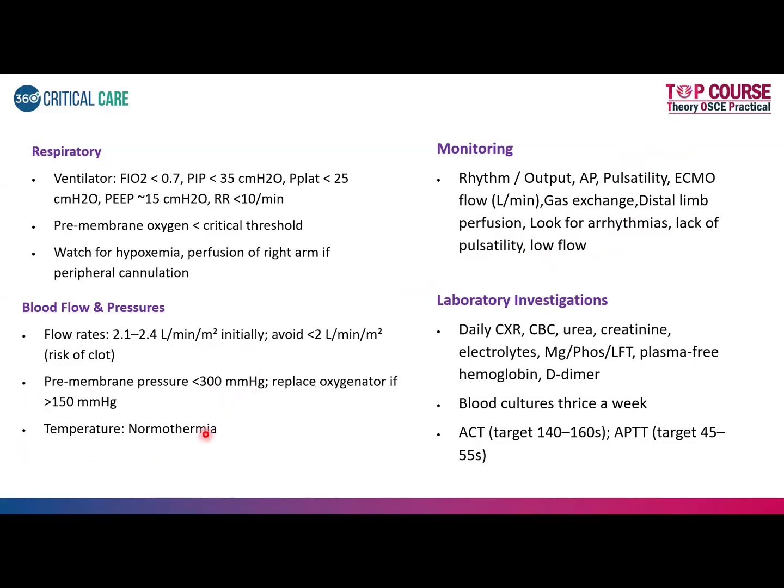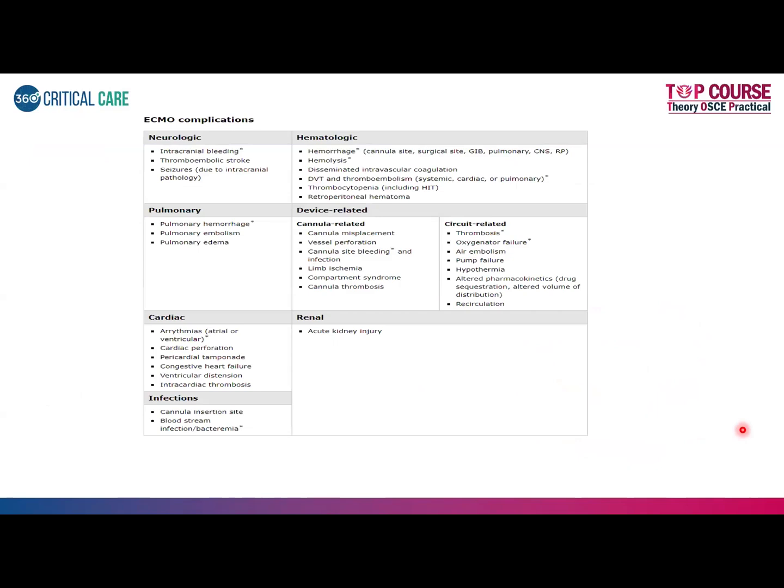And temperature: maintain normothermia. Get a daily basic workup like electrolytes, CBC, X-ray, and KFT markers, along with plasma-free hemoglobin and D-dimers. Blood cultures can be done thrice a week. ACT targets are around 140 to 160, with APTT targets of 45 to 55 seconds.